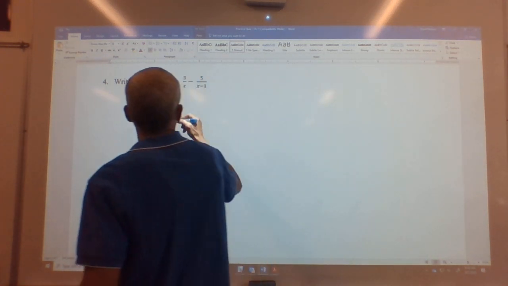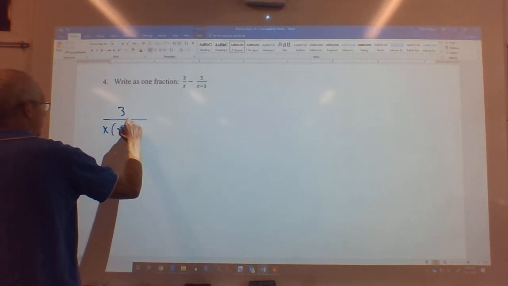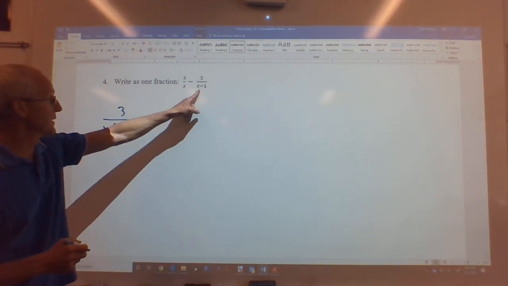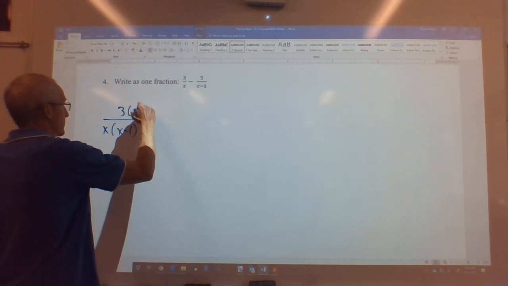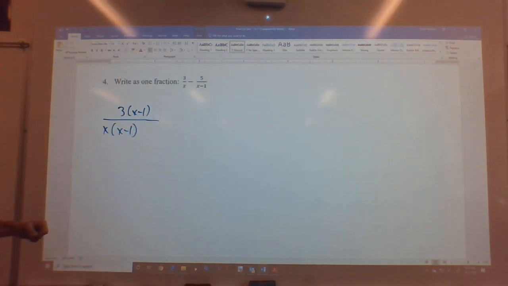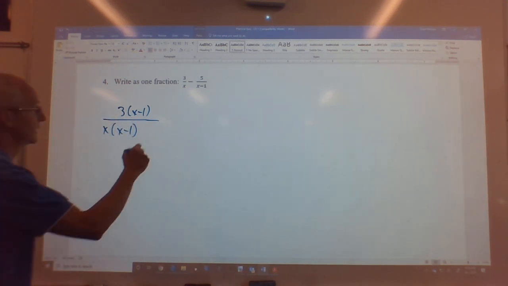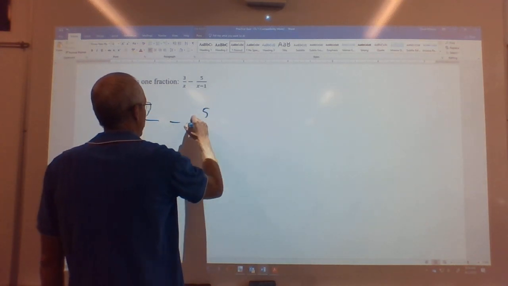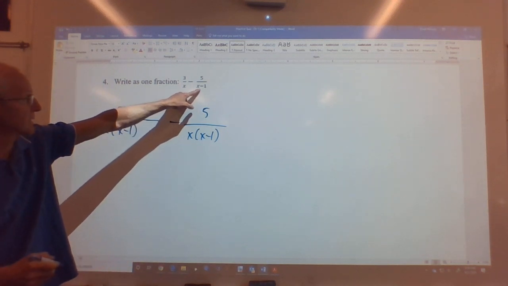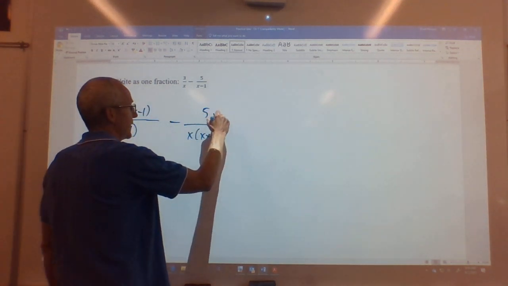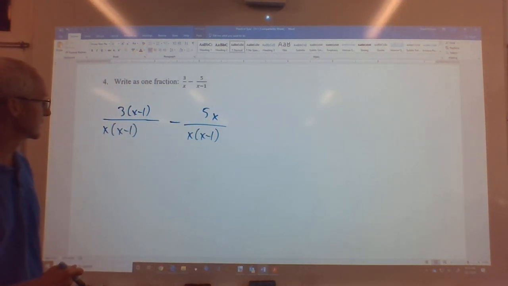Okay, so we have 3, we have to have x times x minus 1, so we multiply them together to get a common denominator. If you multiply this by x minus 1, we have to multiply the top by x minus 1. So I get 3 times x minus 1 on the top also. And again, we check, x minus 1's cancel, this is the same thing as 3 over x. So that looks right. Minus 5 over x times x minus 1. Here we multiplied the bottom by x, right, to get x minus 1, so we have to multiply the top by x. Again, x over x cancels, 5 over x minus 1, that works.